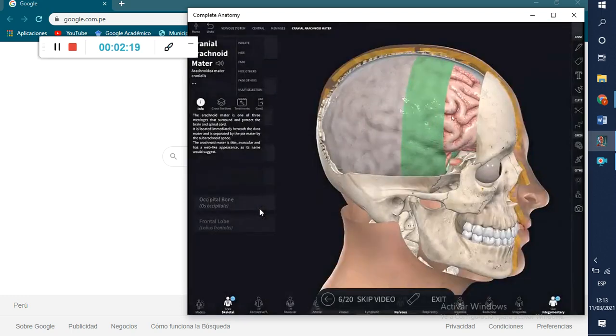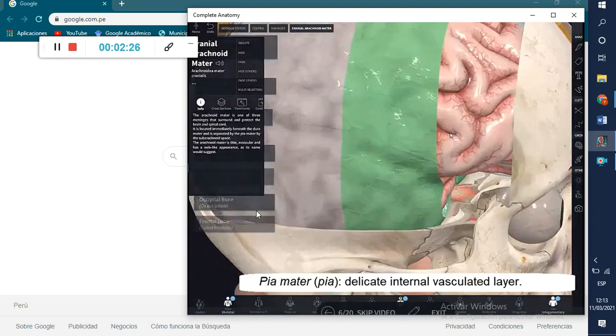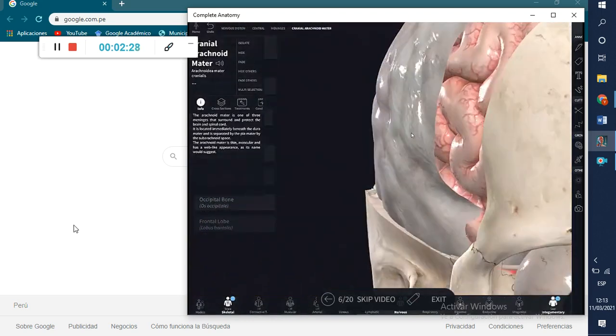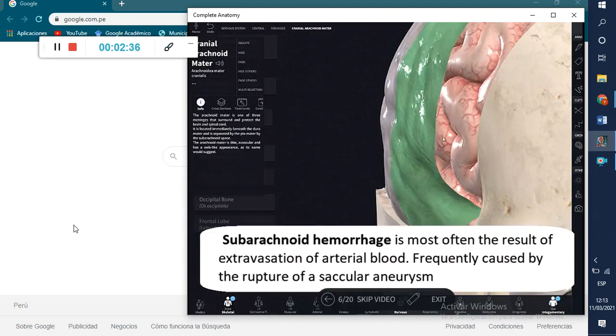And then, last but not least, we've already talked about the pia mater, and the space between the pia and the arachnoid is the subarachnoid space. We will have cerebrospinal fluid coursing in here, and if we had a bleed into the subarachnoid space, that would most often result from an extravasation of arterial blood. For instance, the risk factor for that could be a so-called saccular aneurysm, which might rupture.